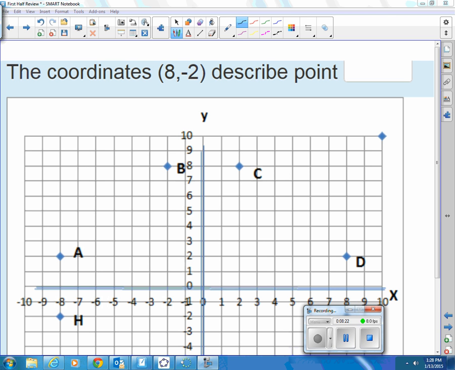The coordinates 8, 2 describe the point. Well, I go x, I go 8, and then I go up 2. That describes point D.